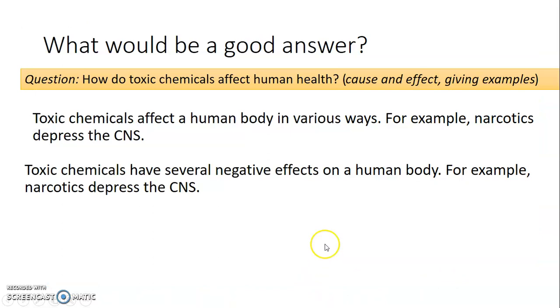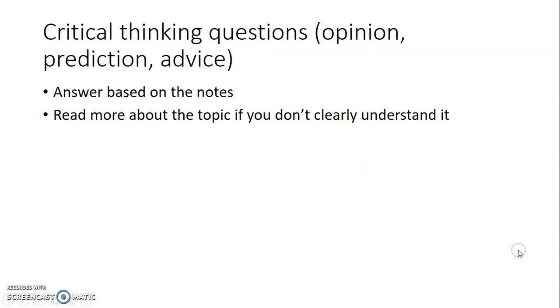And talking about the correct answer, what would be a good answer? Here it is. Okay. Here are two examples of how you could have answered. You can pause the video and take a look.